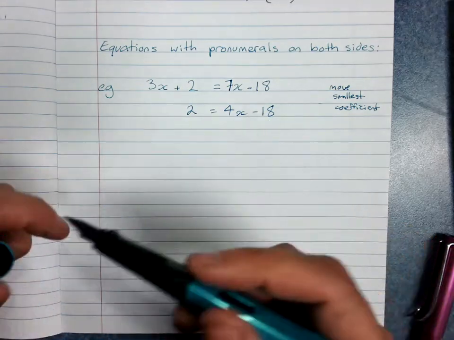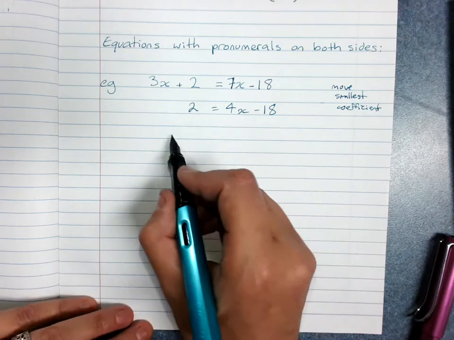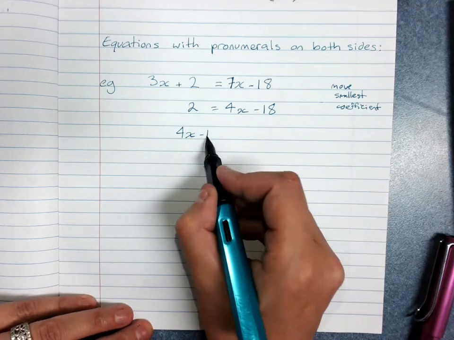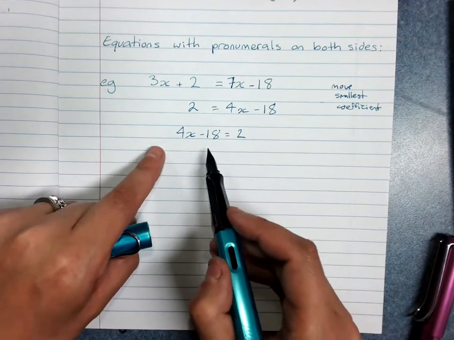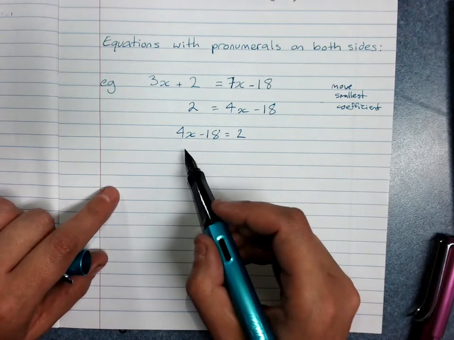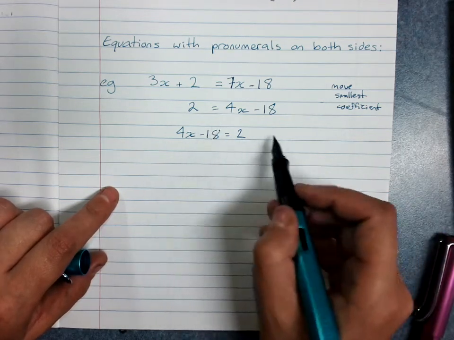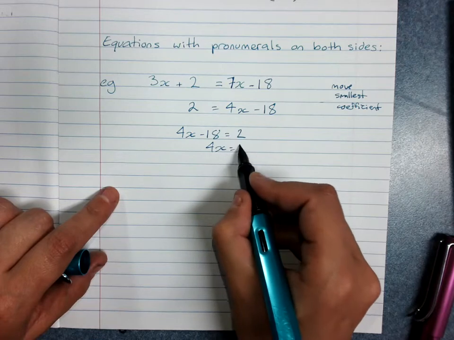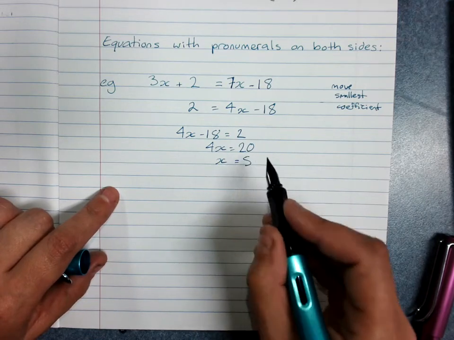If you wanted at this point, you could change the sides. So 4x minus 18 equals 2. I haven't done anything. I've just got the x on the left where I want it. Then it's a two-step equation. Add 18 to both sides, 4x equals 20, divide by 4 on both sides, x equals 5.